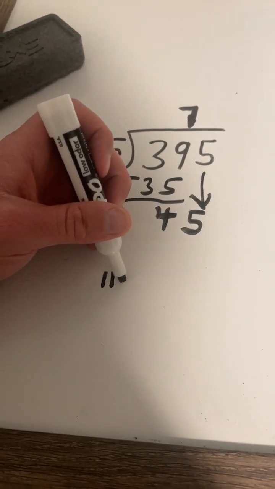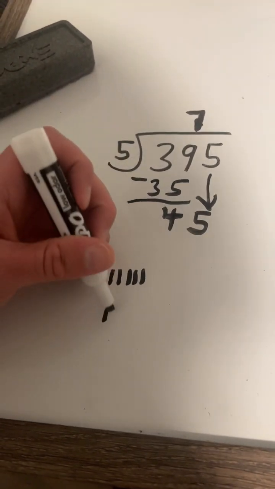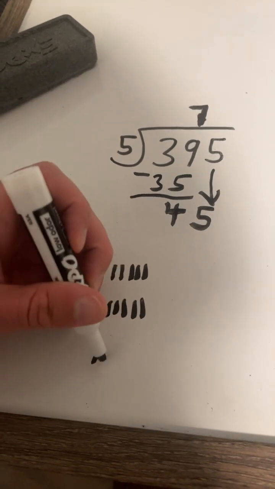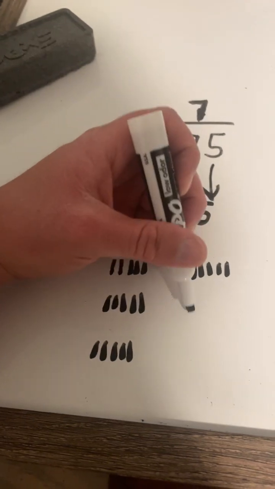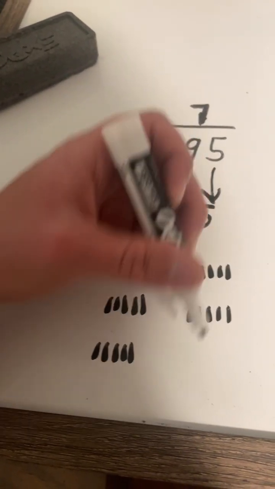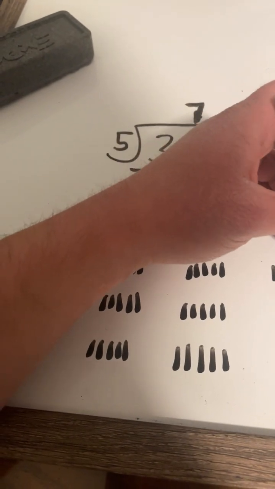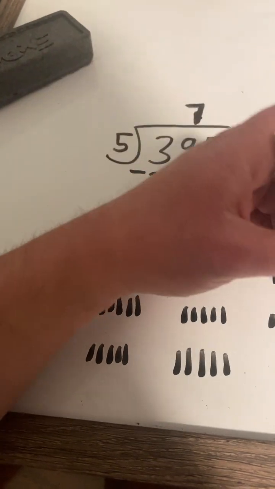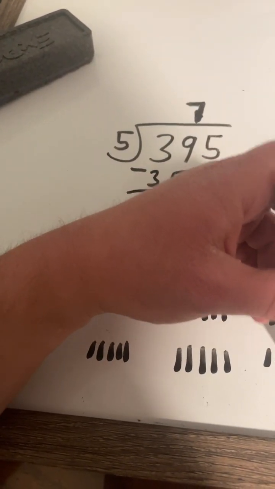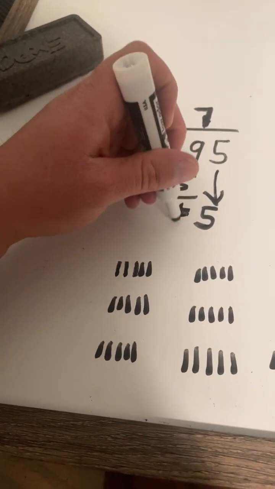So now I'm going to make 45 total tallies in rows of 5. 1, 2, 3, 4, 5, 6, 7, 8, 9, 10, 11, 12, 13, 14, 15, 16, 17, 18, 19, 20, 21, 22, 23, 24, 25, 26, 27, 28, 29, 30, 31, 32, 33, 34, 35, 36, 37, 38, 39, 40, 41, 42, 43, 44, 45. Make that a little neater there.